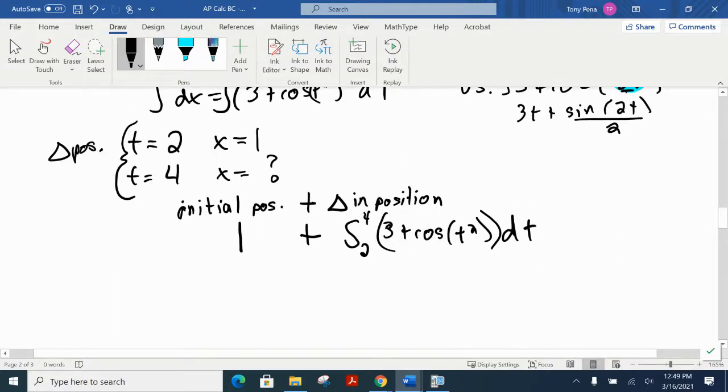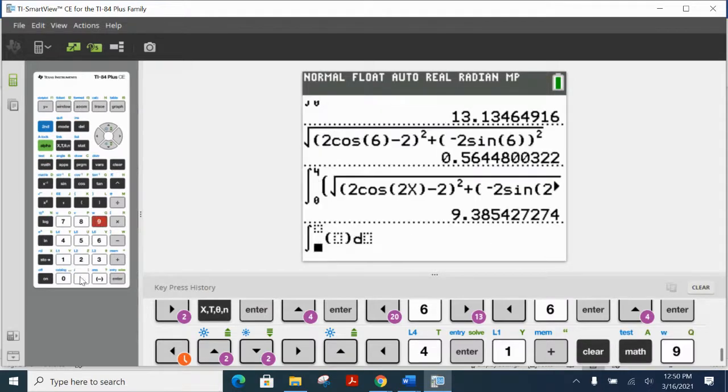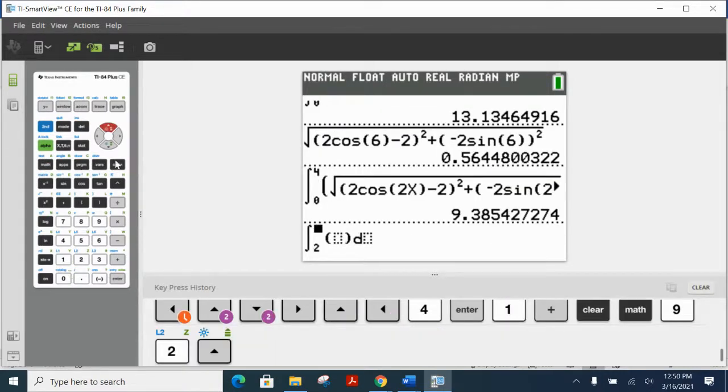So I know I start with the position of 1. If I now integrate x prime, that'll give me the amount of change in x. So if I now do 1 plus, actually, let me not put the 1 in, so we know. We're going to do math 9. We're going to integrate from 2 to 4.